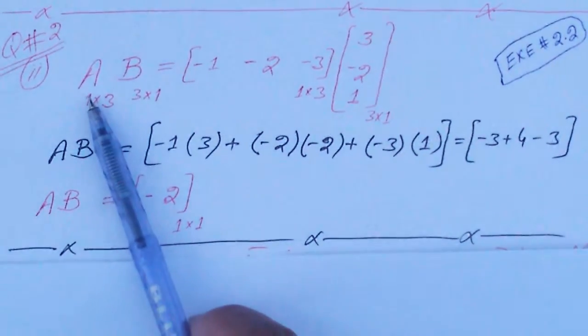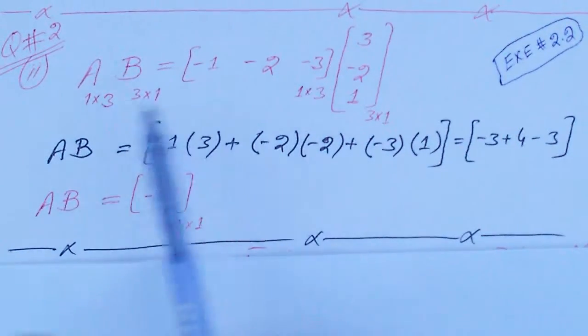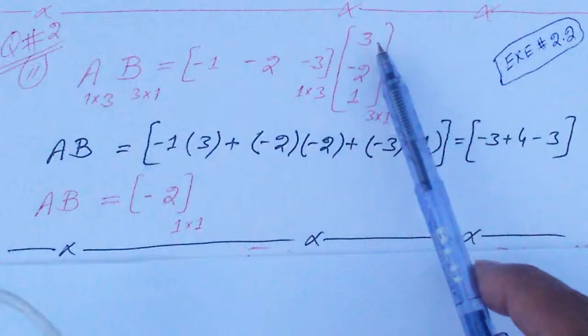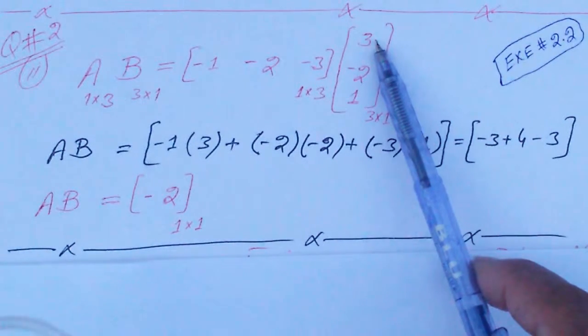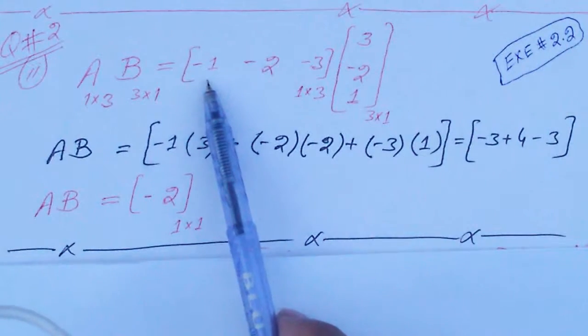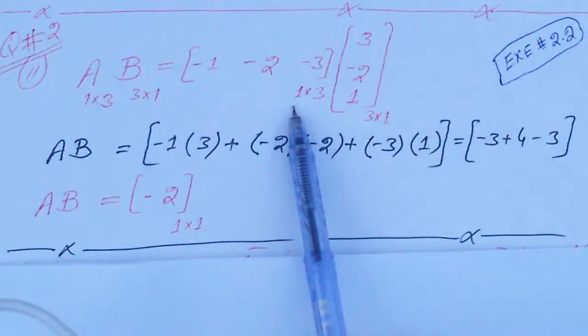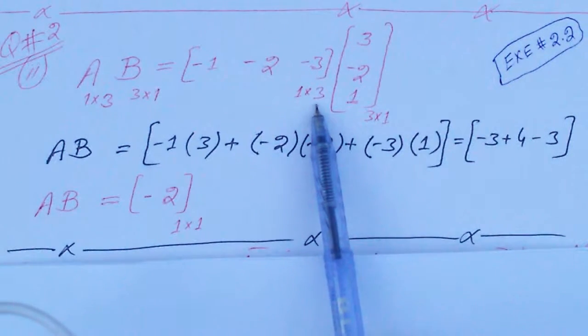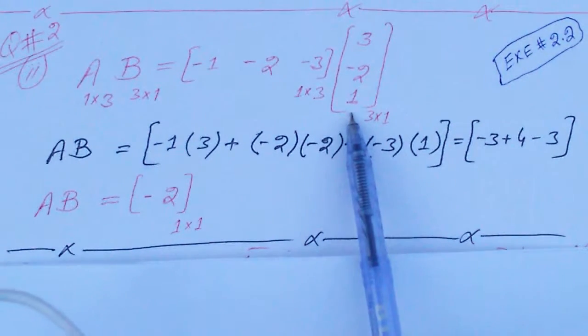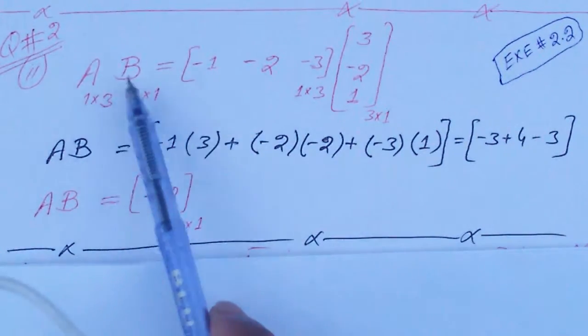The question is, A is a matrix having elements in the first row -1, -2, -3, and B is another matrix having elements in the first column 3, -2, and 1. The order of the matrix A is 1 cross 3. There is one row and 3 columns, and the order of the matrix B is 3 cross 1. There are 3 rows and 1 column, and we have to multiply the matrix A with the matrix B.